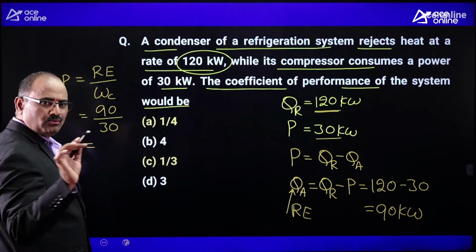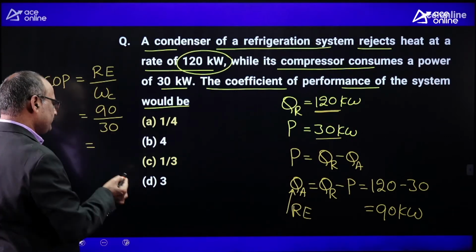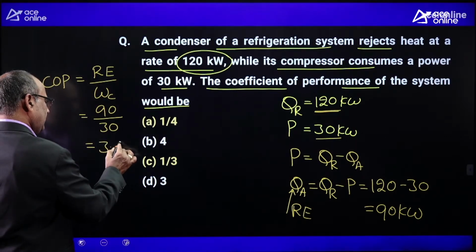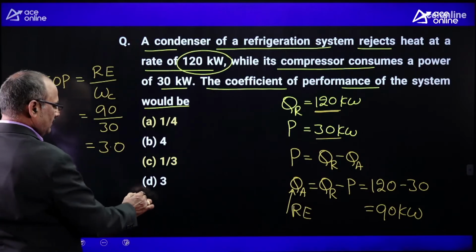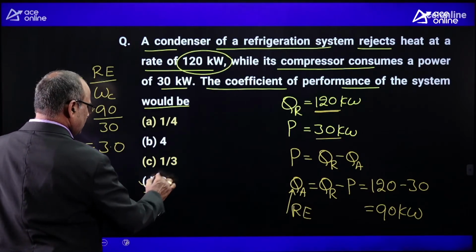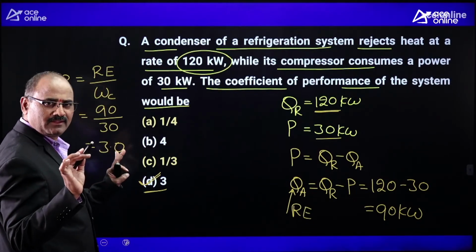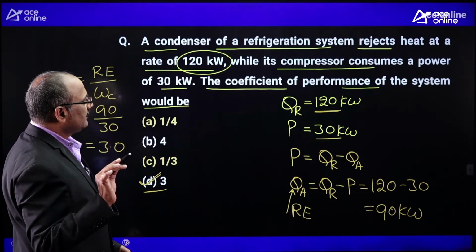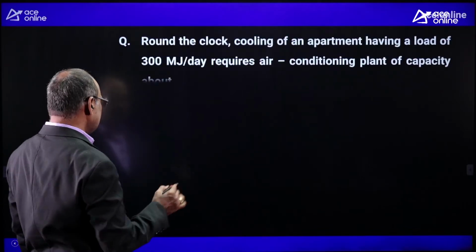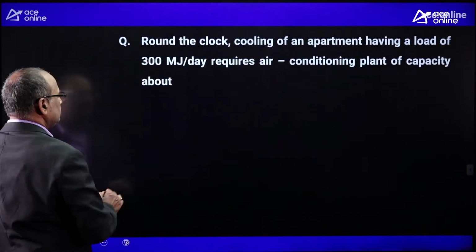What is the value of 90 by 30? Definitely it is 3. Look at the option D. Option D is absolutely correct. Okay. Similarly, let us take another important question. Try to read it clearly.